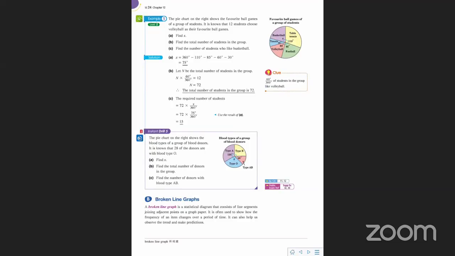Broken line graph is a statistical diagram, consists of line segments joining adjacent points on the graph paper. And then it is often used to show how the frequency of an item changes over a period of time. Okay, that's why you can see that example, the example that we had yesterday, or the classwork.